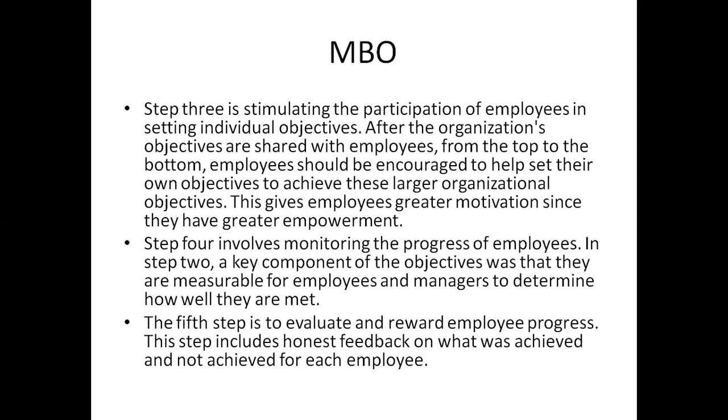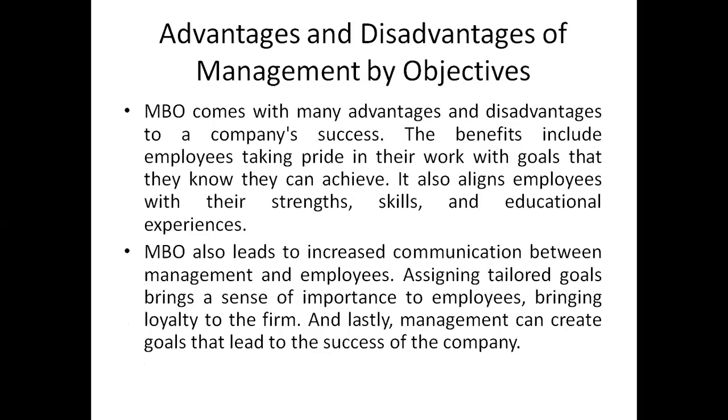This step includes honest feedback on what was achieved and not achieved for each employee. So honest feedback is taken, and on this honest feedback, the organization decides what was achieved and what was not achieved for each employee. This comes under the fifth step.